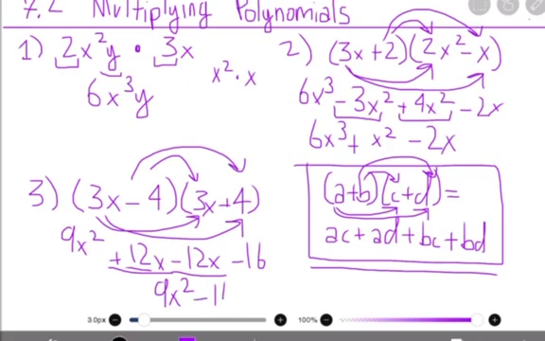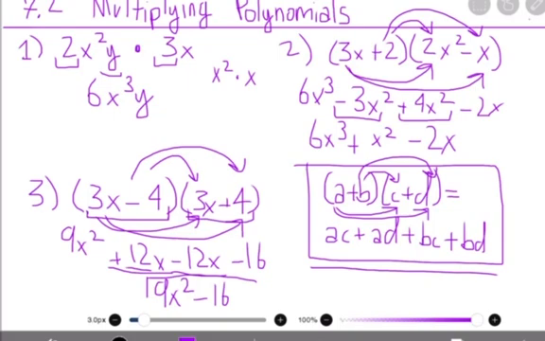Now, if you look at this problem, there's something special. You can see these are both the same terms, but in one parentheses we're subtracting them, and in one parentheses we're adding them. And this is called difference of squares. So we could solve this question without FOILing too. So if you see a problem where you have two of the same things, like 3x and 4, but in one parentheses they're subtracting and in one they're adding, you can just do this.